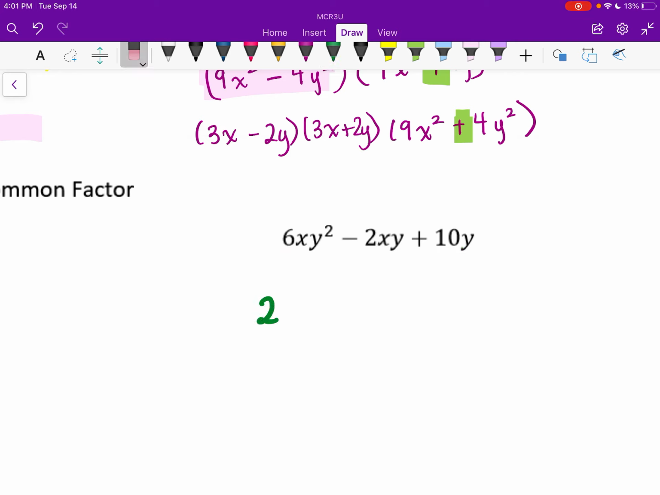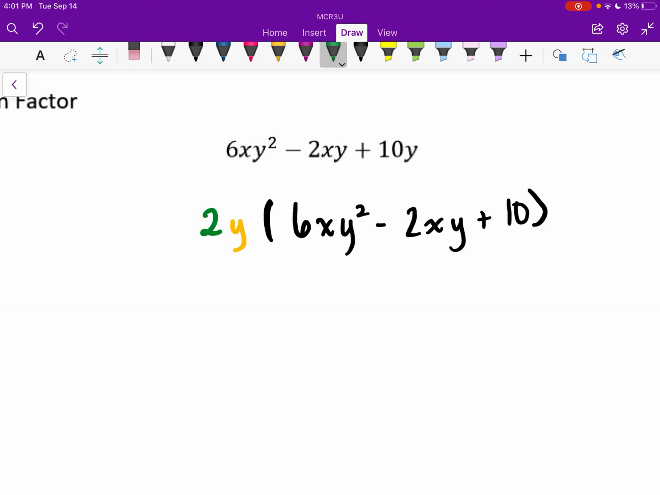Then I go and look, okay, the next letter is x. The 10y doesn't have an x, so that's not a common factor. And then the last one I check is the y, there's a y here, there's a y here, so I can pull out the y as well. So now I know I can go and divide this entire term, so 6xy squared minus 2xy plus 10y. I'm just going to pull out the 2y. So I'm going to divide each term by 2y. Each term, that means everything that's separated by a plus or minus sign, you've got to go and divide it.